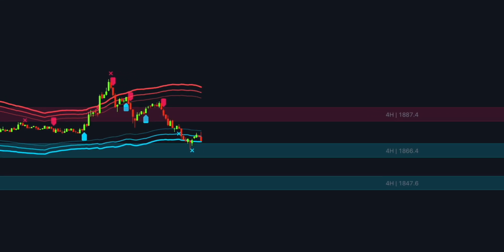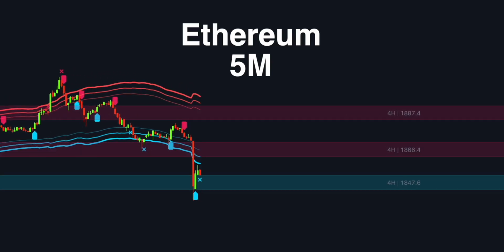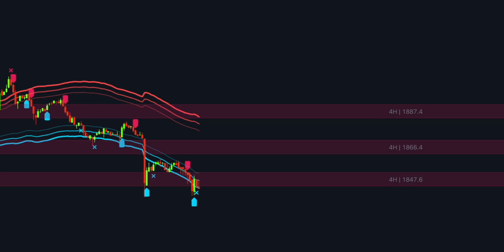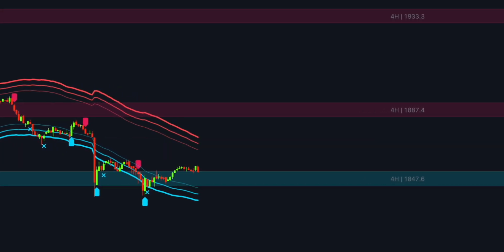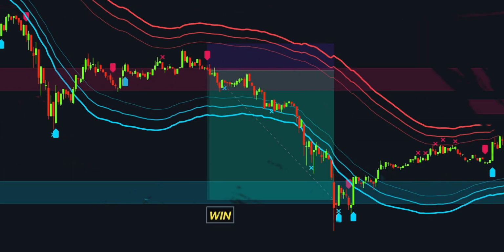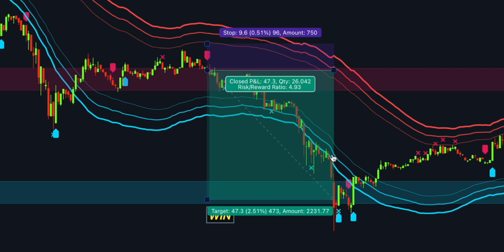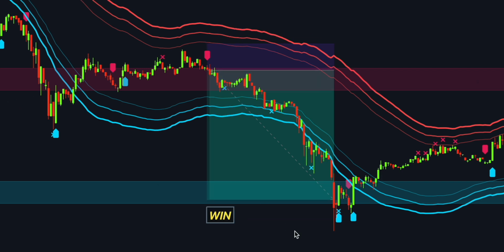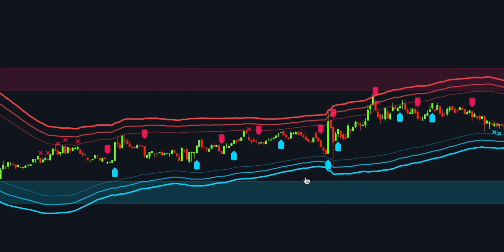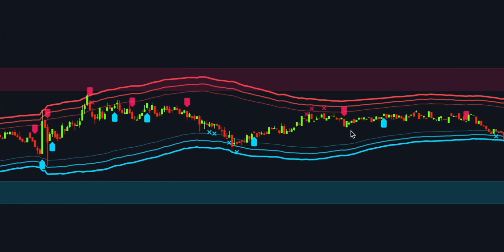This trading strategy gives 80% winning trades on the Ethereum price chart on the 5-minute time frame. This means that on average, 8 out of 10 trades are successful. Check out these recent signals. A 2.5% profit was caught on this massive sell-off. Perfect timing. No signals during market consolidation.